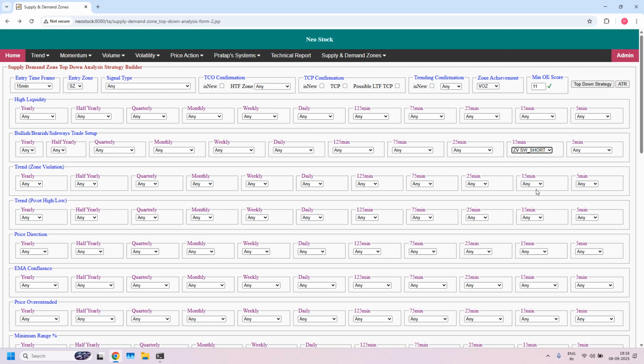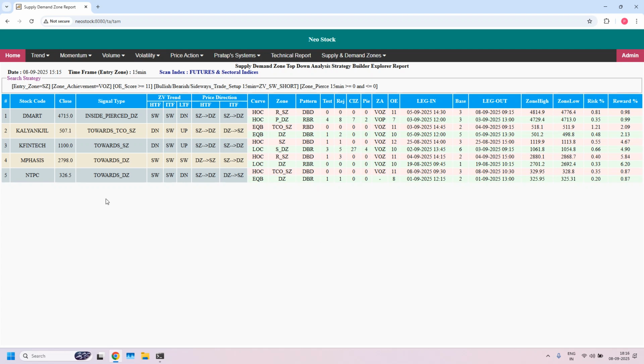And here sideways short. Here you got 5 stocks. Earlier we got only one, now 5 stocks we got, because the minimum order enhancer score is 11. For all these 5 stocks, you should apply the lesson 30.3 video checklist items. If they are satisfied, you can plan the trade. Otherwise, those zones might be violated. Higher chances are there.